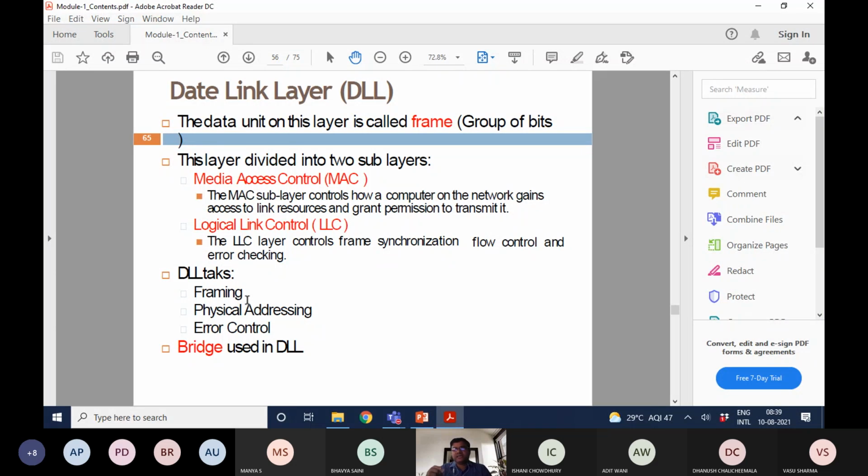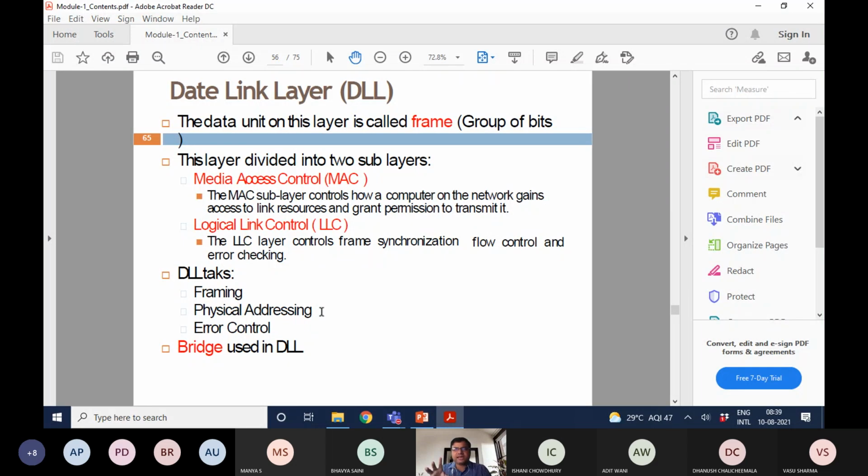Physical addressing: if you have heard the name MAC address, that concept comes from this MAC, media access control. So physical addressing is nothing but the MAC address, which is a 48-bit address. And the logical address is nothing but the IP address. In each computer we have two addresses, one physical and one logical. The physical address is the MAC address and the logical address is the IP address. The MAC address we cannot change. It is a permanent address, given by the manufacturer.